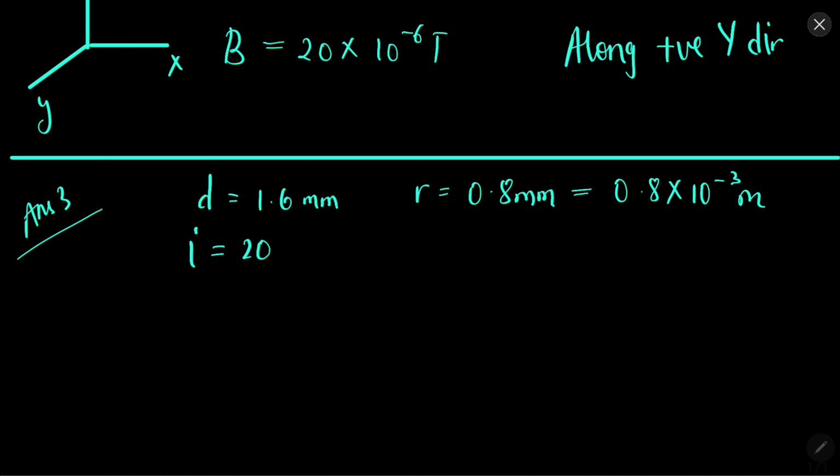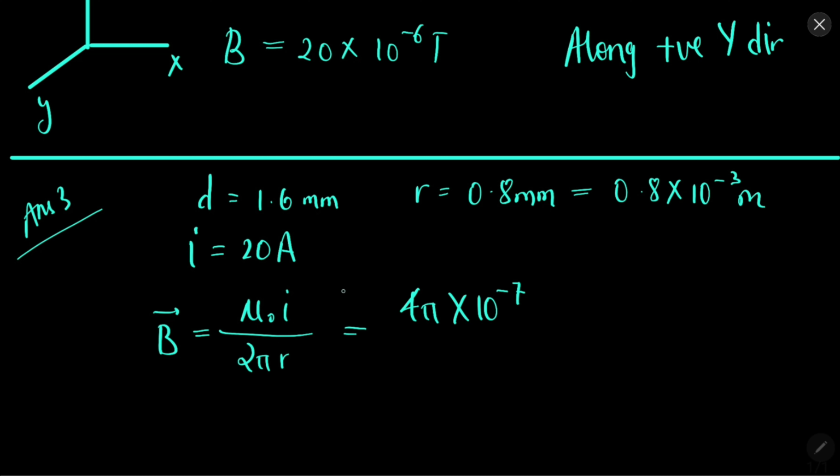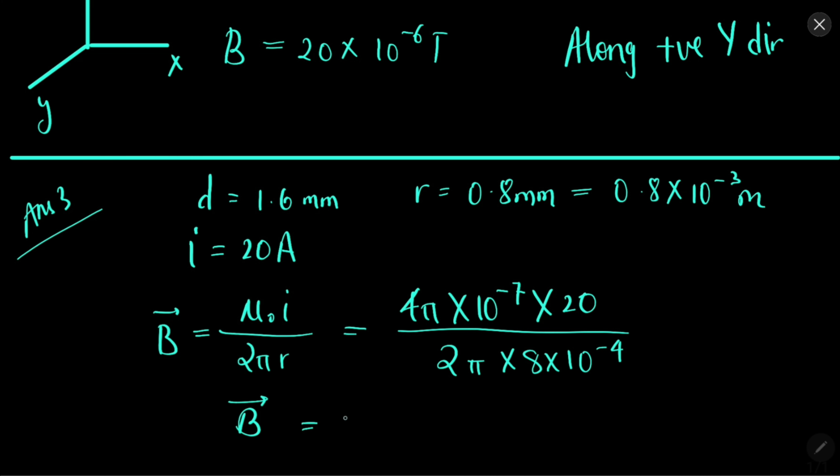Current is given 20 ampere, so magnetic field will be mu naught I over 2 pi R, so mu naught is 4 pi into 10 to the power minus 7 into current 20 ampere over 2 into pi into 0.8 into 10 to the power minus 3, or we can also write 8 into 10 to the power minus 4 meter. So once you solve this, magnetic field will come out to be 5 into 10 to the power minus 3 Tesla, or 5 milli Tesla.